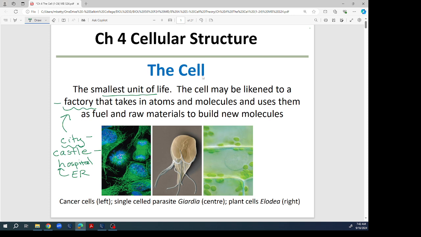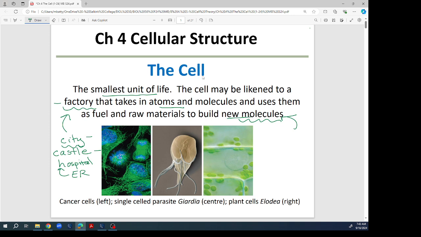Okay, so the idea with cells is that they're going to take things in, they're going to use them, and they're going to build new molecules. So we're going to continue on what we were talking about in chapter 3 with all those macromolecules. I'll try and give them some highlight as we move through the different organelles of the cell.